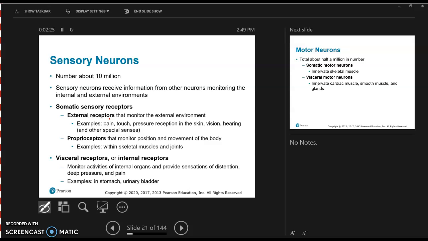And then proprioceptors are going to monitor position and movement of the body. So there are proprioceptors, for example, within the skeletal muscles and joints. And so these receptors will be connected to sensory neurons, and then that information will be sent to the central nervous system. But there are also sensory receptors that are connected to our viscera, which is our internal organs. So visceral receptors, or internal receptors, monitor the activities of internal organs and provide sensations of distension, like within the stomach or bladder, deep pressure and pain.